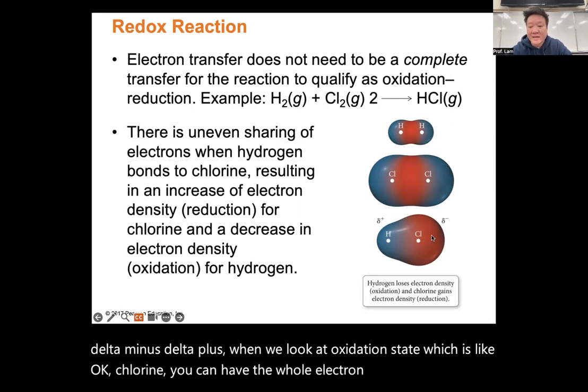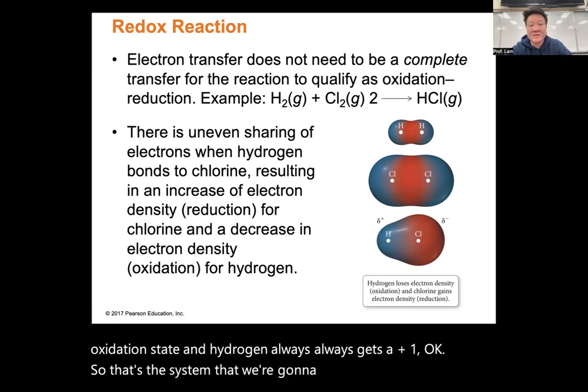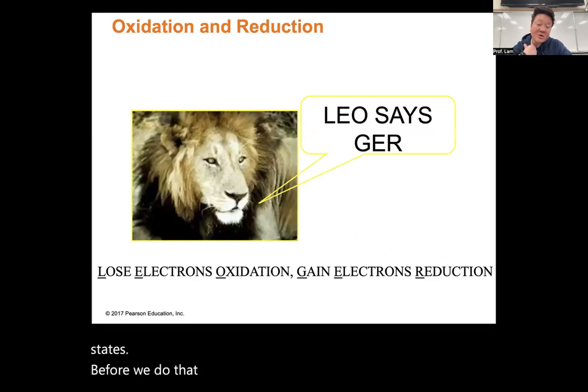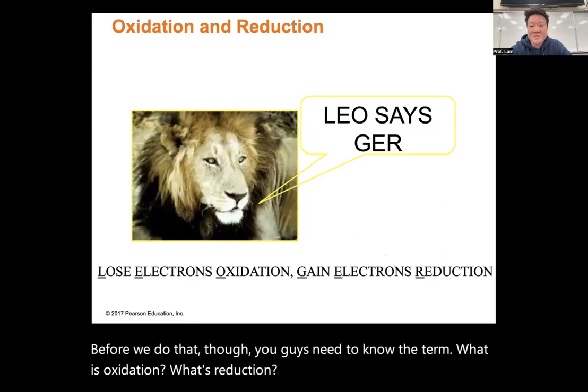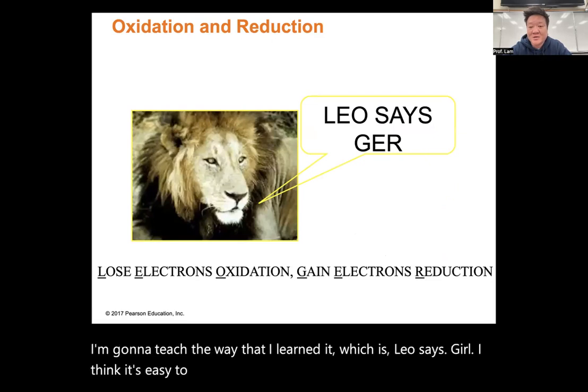So chlorine has a -1 oxidation state and hydrogen always gets a +1, okay? So that's the system that we're going to learn now, oxidation states. Before we do that though, you need to know the terms. What is oxidation? What's reduction? I'm going to teach the way that I learned it, which is "Leo says GER." I think it's easy to remember and it's kind of cute, right?